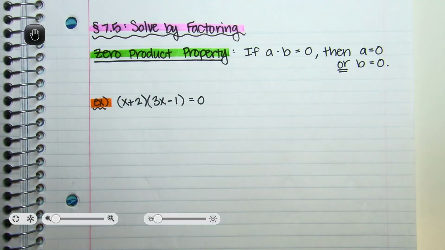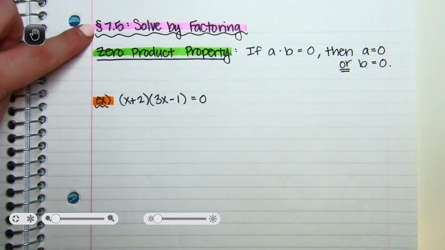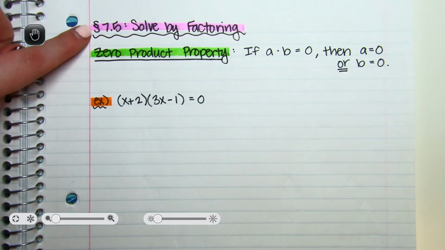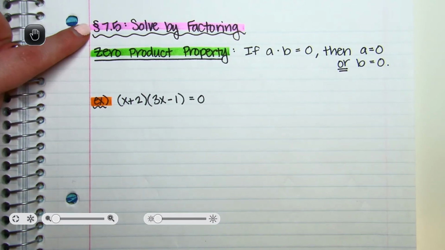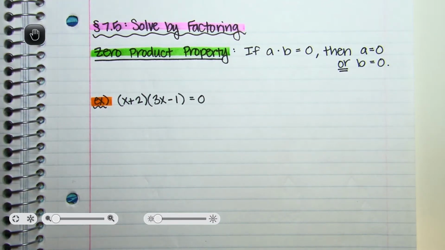Hi everybody. So today we're going to be doing notes on something called solving by factoring. So this is section 7.5 in your textbook. Just a little reminder, this little double S looking symbol means section. So if you want to look at it in your textbook, that's where you would go.